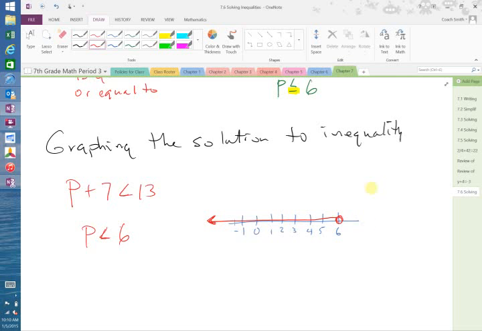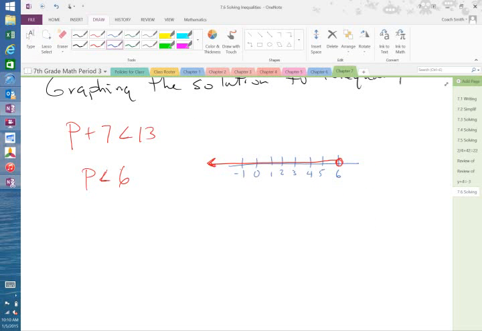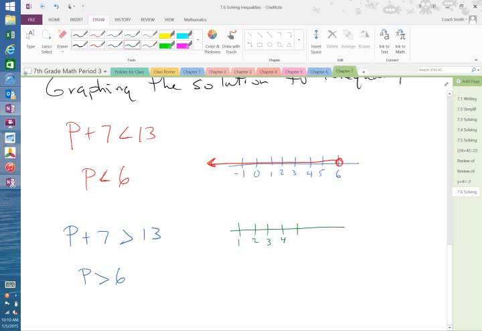Well, what if we had this? What if our original inequality was p plus 7 greater than 13? Well, that means that would be p greater than 6. So now it's going to look different. I'm going to start here and go a number line of 1, 2, 3, 4, 5, 6, 7, 8.